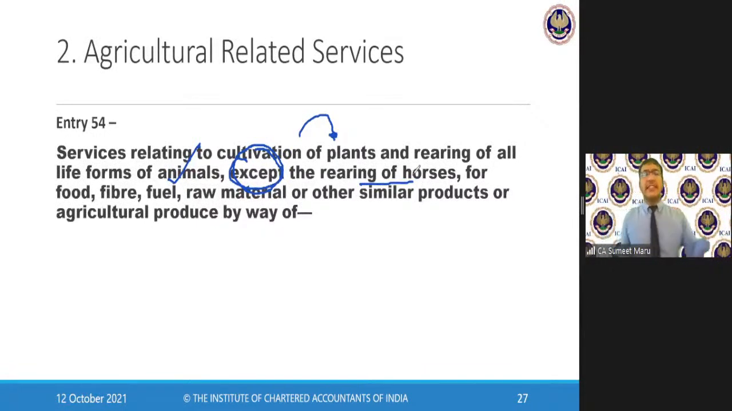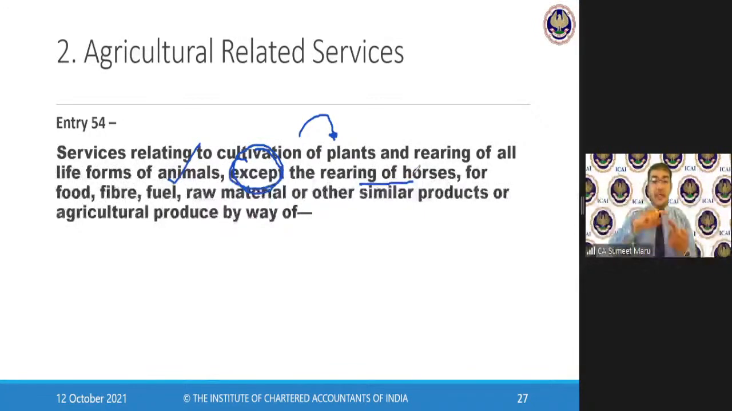Why, sir? Why are horses left behind? Because GST generally assumes that horses are owned by rich people, and we do not want to extend the exemption to such rich people because they can easily pay the tax. Not only that, it also connects with horse riding and everything. So here horses are specifically excluded. Please remember, horses are specifically excluded for the agriculture related definition.